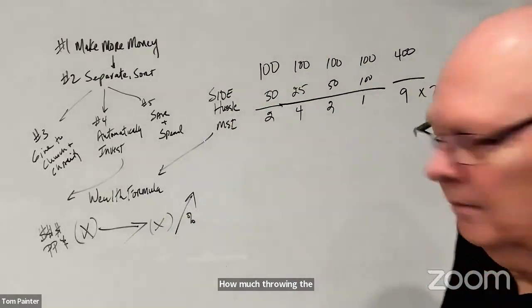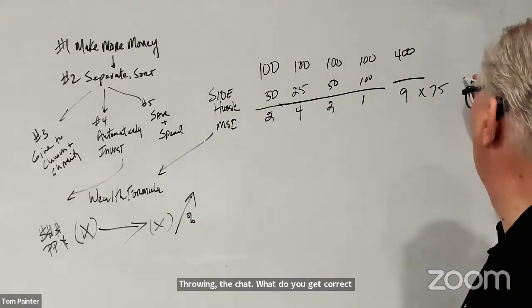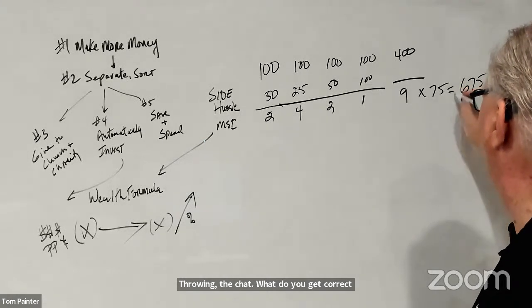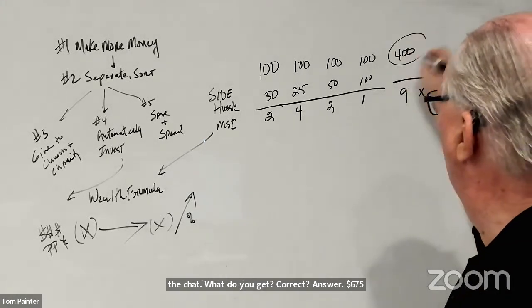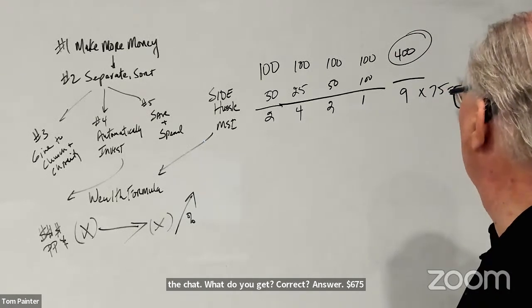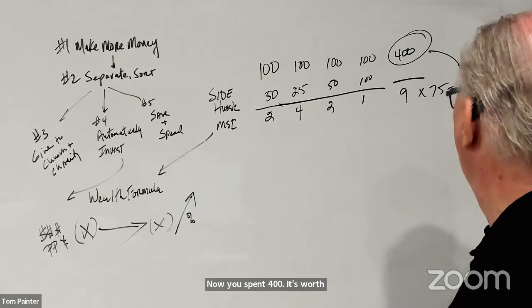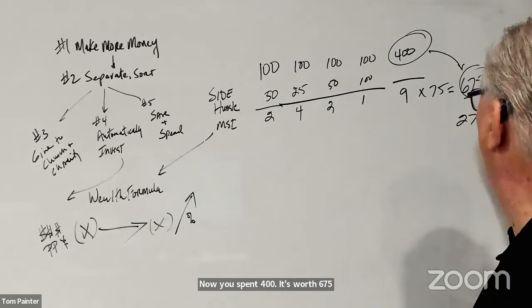Throw in the chat. What do you get? Correct answer is $675. Now you spent 400. It's worth $675. So you've got a $275 profit.